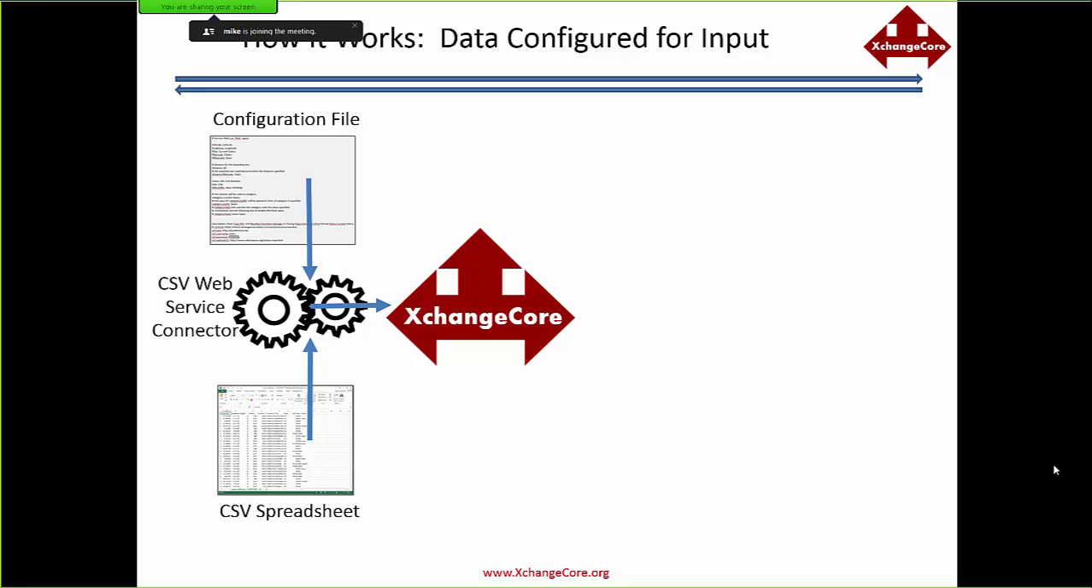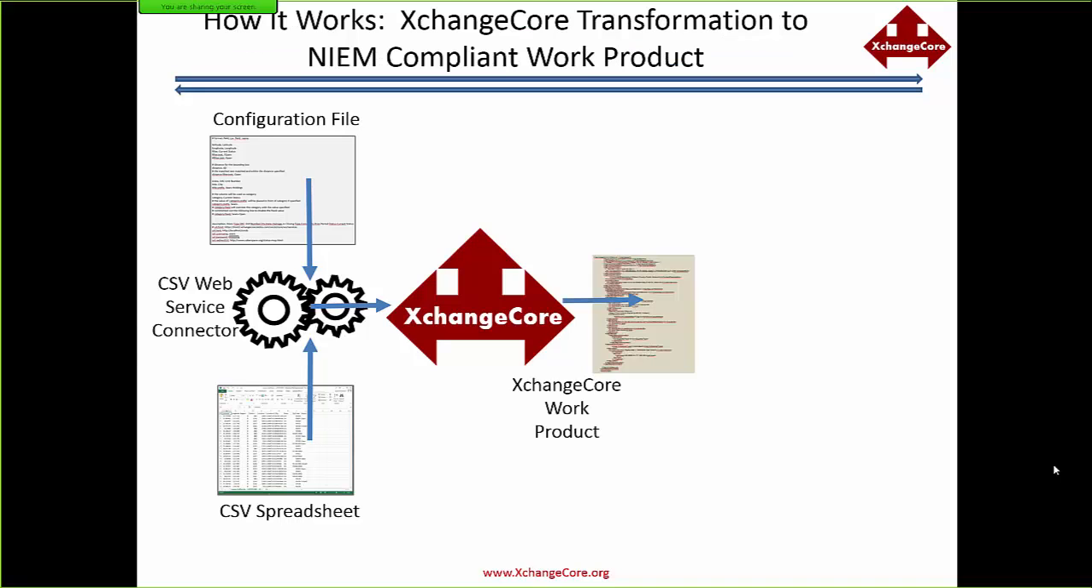What's added to that then becomes your CSV spreadsheet. Spreadsheet, plain old Excel spreadsheet, or any of the other products that you use, all of them have an option to save it as comma-separated values, and that's what gets ingested in there. It gets rid of all the formatting and all the funny little stuff that you can do to make an Excel spreadsheet look pretty. It cuts it down and says, here's the data, and that's all that we're interested in. So from that point, we then process it into XchangeCore, which automatically creates a work product, a NEAM-compliant work product. And this is one we commonly call the incident work product, but it's really an item of interest.